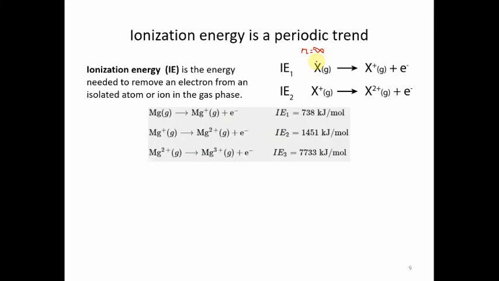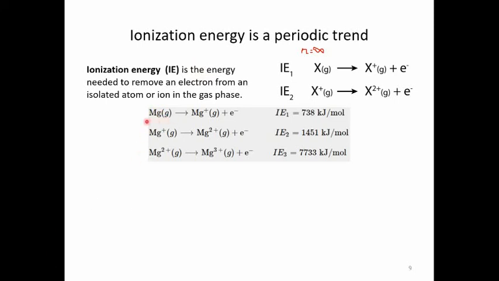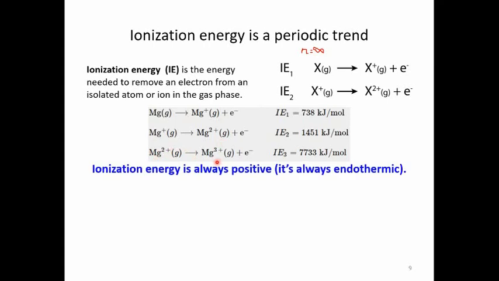Here are some sample data looking at magnesium. And what we see is that we are pulling an electron away from the element. Magnesium is neutral here on the left. We've removed an electron. Because we remove the electron, it becomes more positive. And we can repeat that process. What we see is that ionization energy is always positive. Therefore, it's always endothermic.